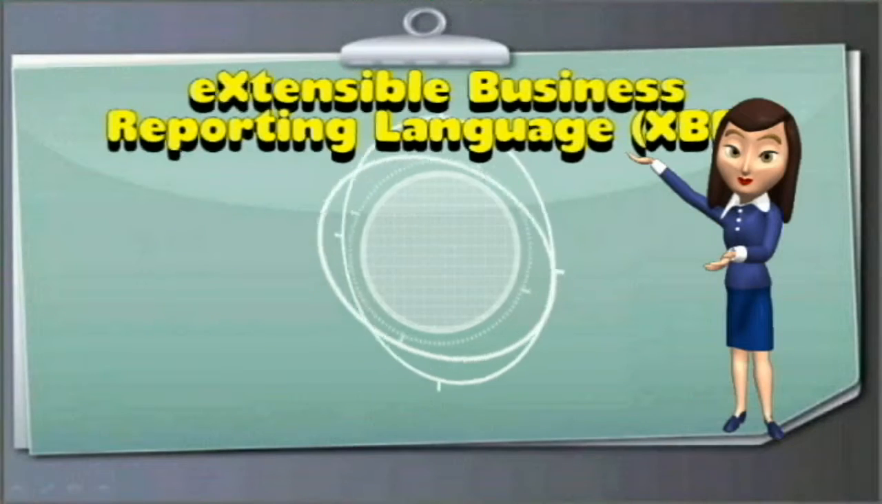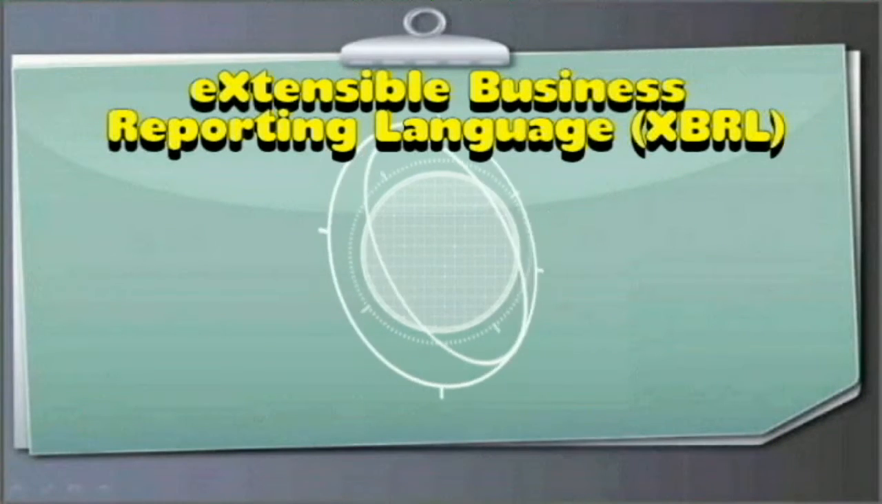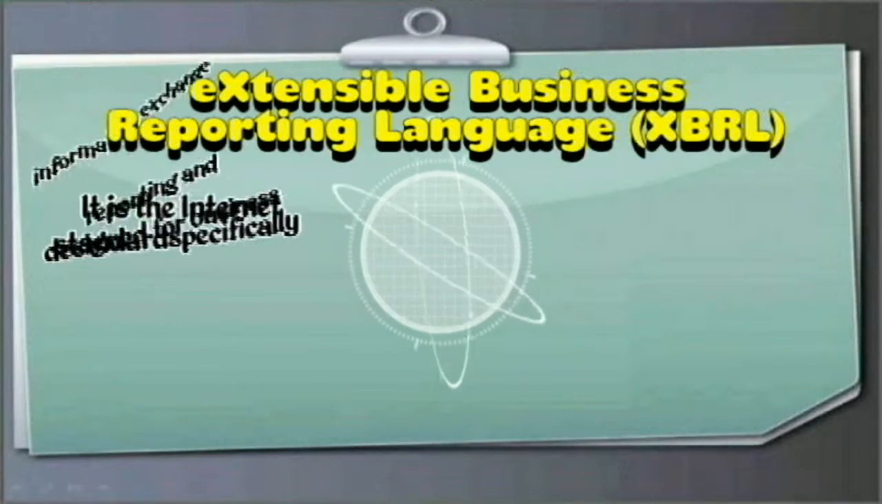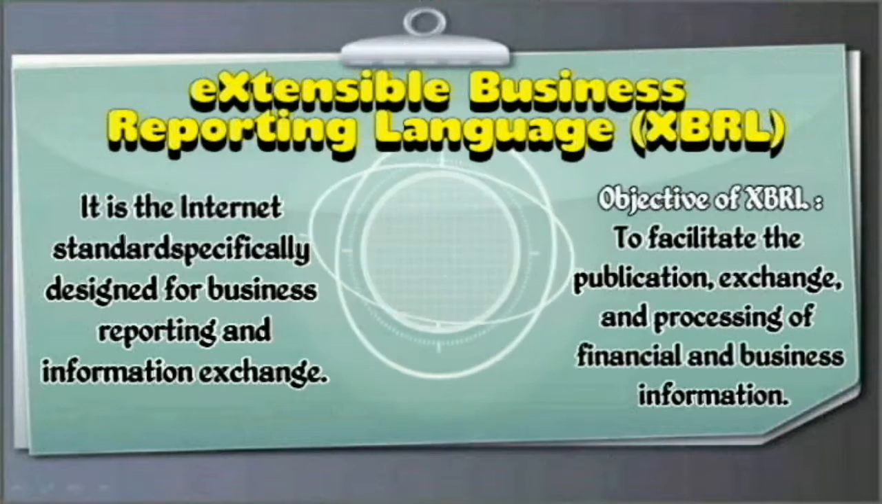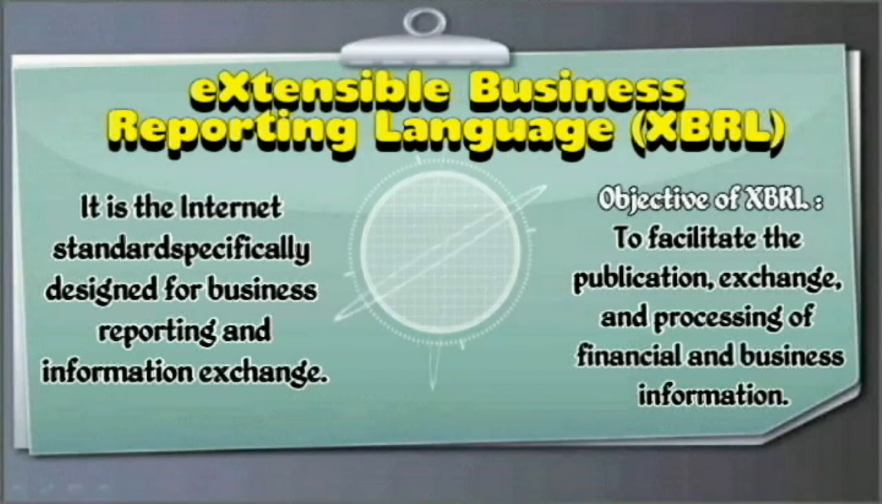Extensible Business Reporting Language, or XBRL, is the Internet standard specifically designed for business reporting and information exchange. The objective of XBRL is to facilitate the publication, exchange, and processing of financial and business information.